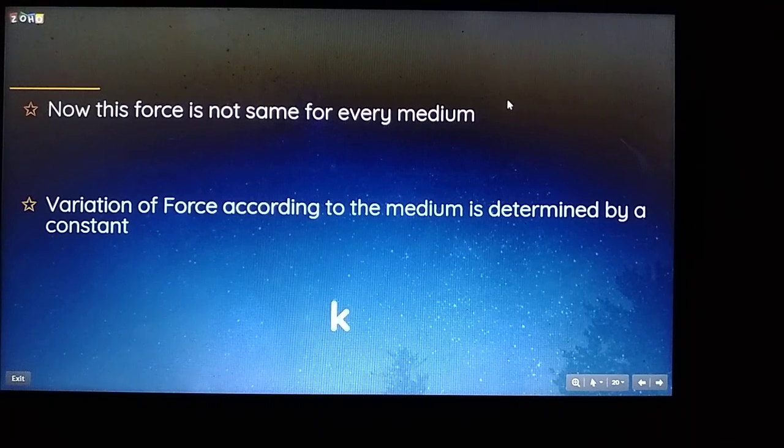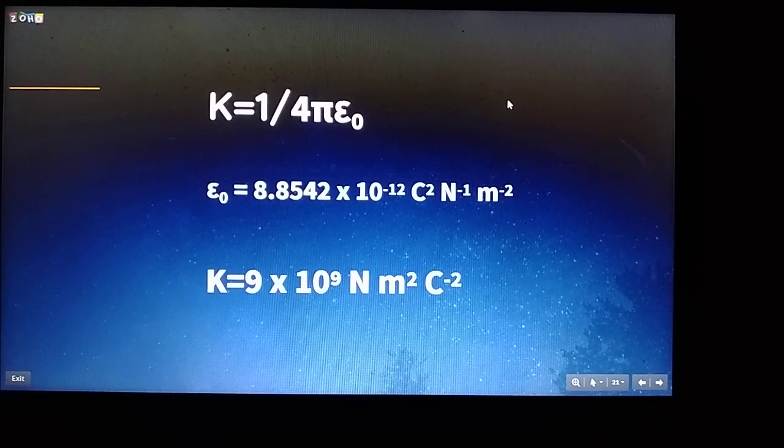Now this force is not the same for every medium. Say in air it has some force, but if you replace the medium keeping all the things fixed, say if you take two spherical objects in water, then they will experience a different force. So this variation of force according to the medium is determined by a constant K. So here is the value of K, which is a constant. I will discuss this in brief in my next lecture.